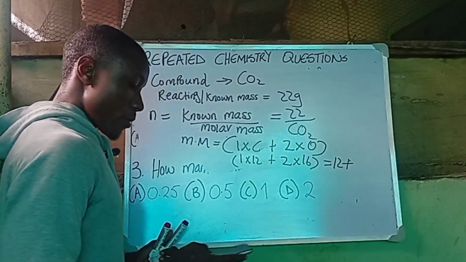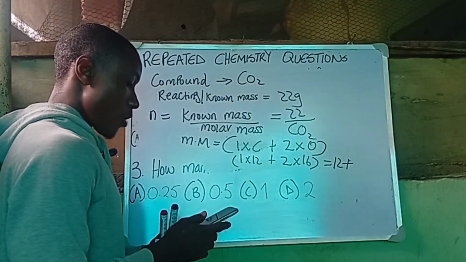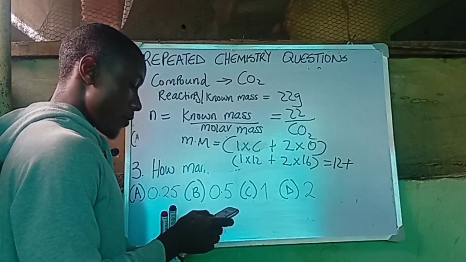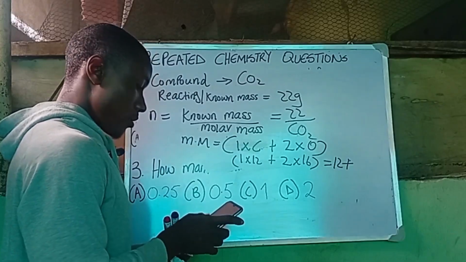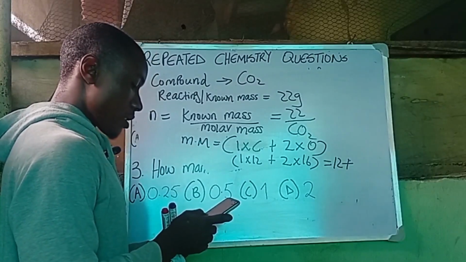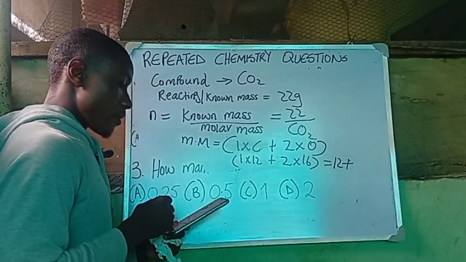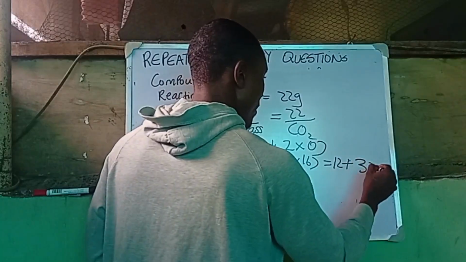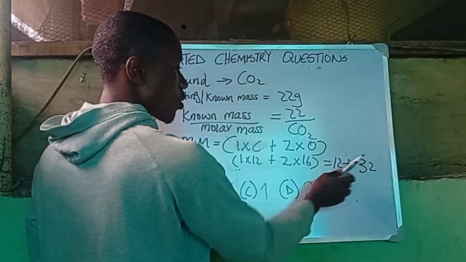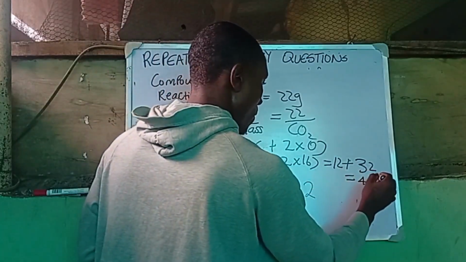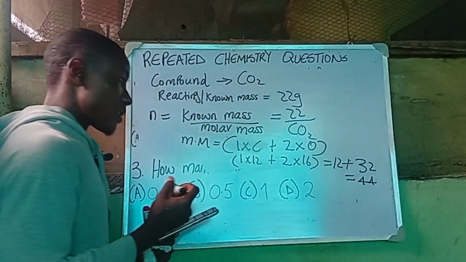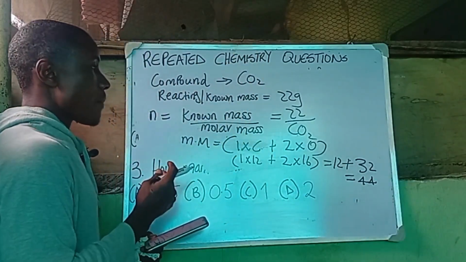So we are going to be bringing out our calculator because we are going to answer some questions here. 2 times 16 is 32. So what we have here is 12 plus 32, which equals 44. So at this particular point in time, we have our molar mass to be 44.